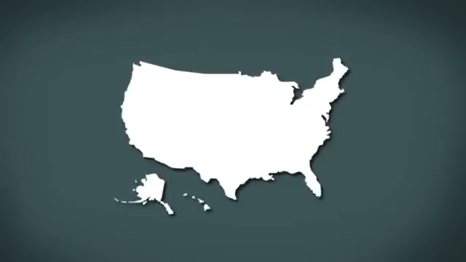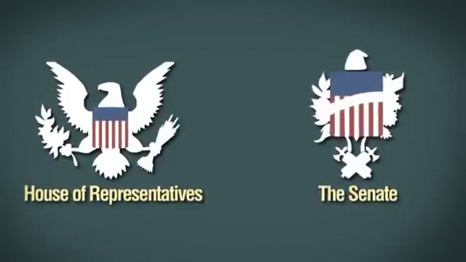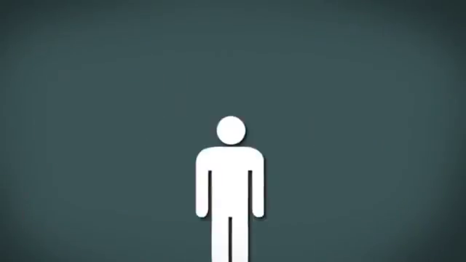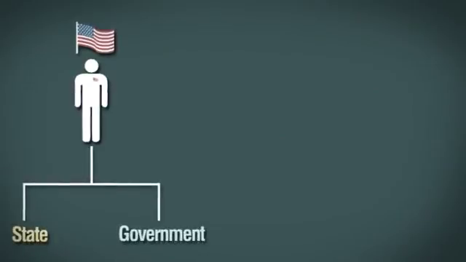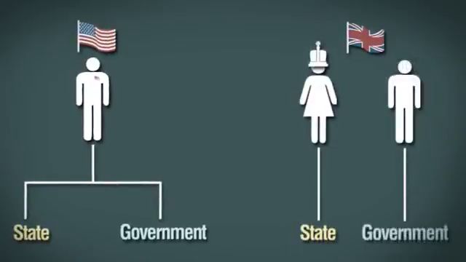Like the UK Parliament, the United States Congress has two houses, the House of Representatives and the Senate. Unlike the UK, there are public elections for both houses, and a third separate election is held to choose a president. In the US, the president is both the head of state and the head of government. In the UK, these roles are carried out separately by the monarch and the Prime Minister.